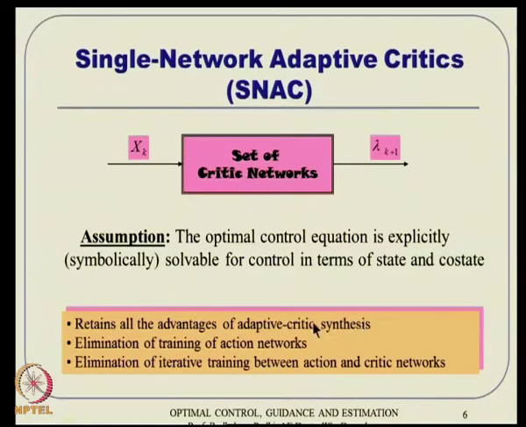This is a little bit of comparison of adaptive critic versus single network adaptive critic. We have talked in detail about it in one of the previous lectures.